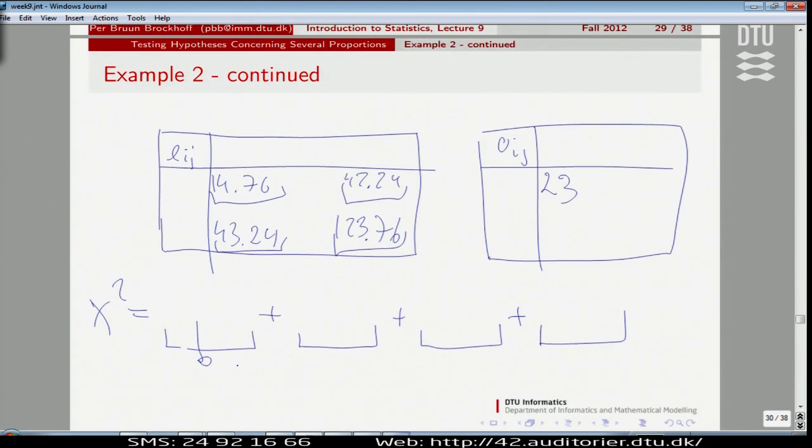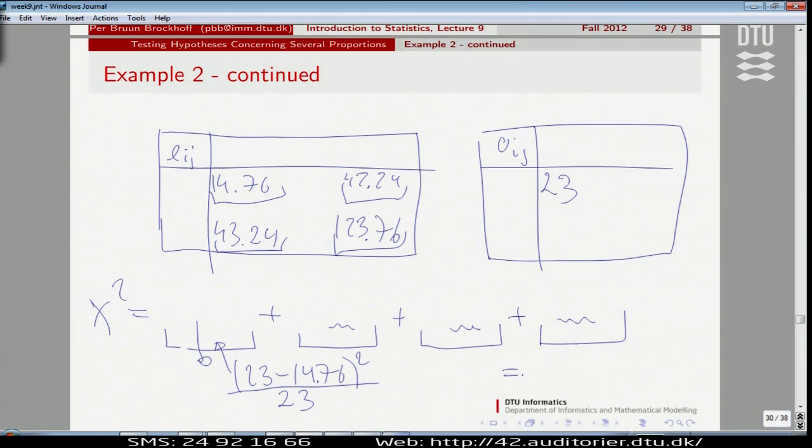That would be the observed minus the expected squared divided by the expected. That should be in there, right? And then I have similar here, similar here, similar here. I'm not going to spell that out now. For each, I do the same thing. Take the observed, subtract the expected, square it, divide by the expected. And I do it for all 4.